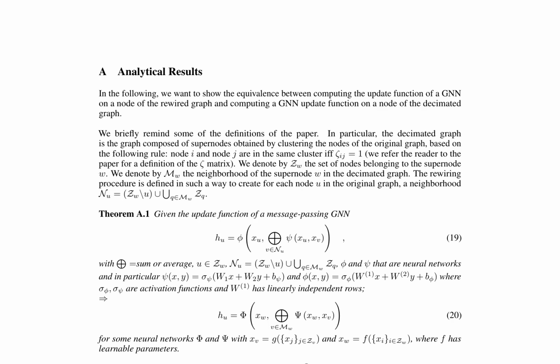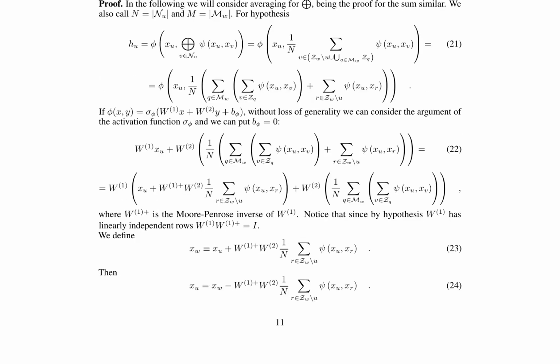The research paper discusses the equivalence between computing the update function of a graph neural network, GNN, on a node of the rewired graph and computing a GNN update function on a node of the decimated graph. It begins by defining the decimated graph as composed of supernodes obtained by clustering the nodes of the original graph. The rewiring procedure is designed to create for each node in the original graph a neighborhood that includes its original neighbors and additional nodes from the supernodes.